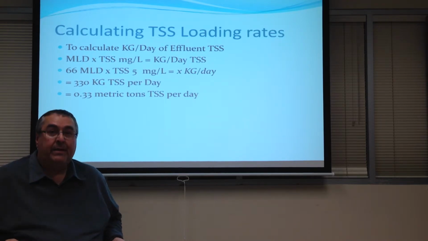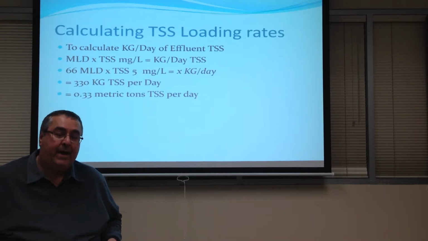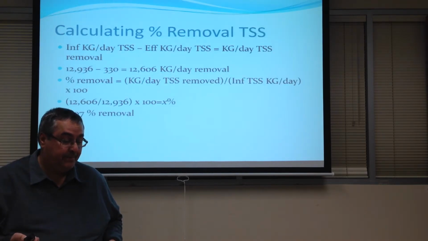Then we calculate the kilograms of TSS that went out in the effluent, that goes out into the environment. And we multiply the flow, 66 million liters, by 5 milligrams per liter of TSS, and we come up with 330 kilograms, or 0.33 metric tons.